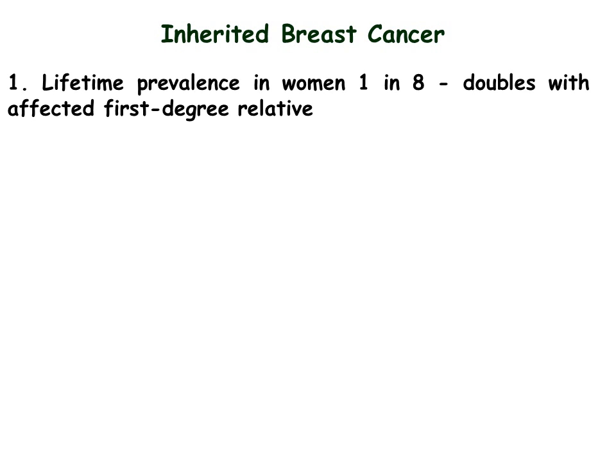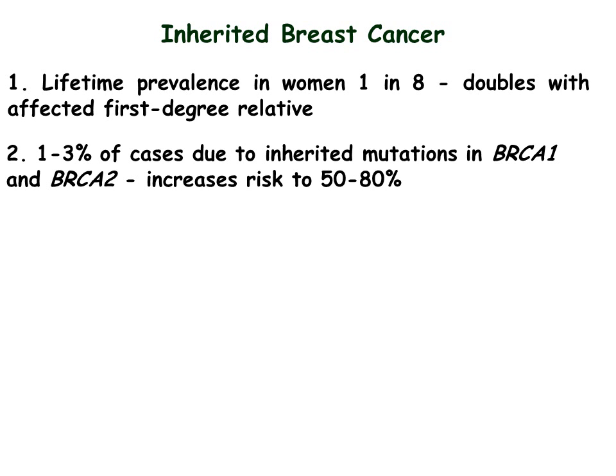Well, we can't talk about cancer genes without talking about breast cancer because of its high lifetime prevalence in women. When I started talking and learning about all of this, they said it was 1 in 9 or 10. Now it's 1 in 8, and it doubles if you have a first-degree relative that had breast cancer. 1 to 3% of cases are due to inherited mutations in BRCA1 and BRCA2, and this increases your risk, of course, to 50 to 80%.